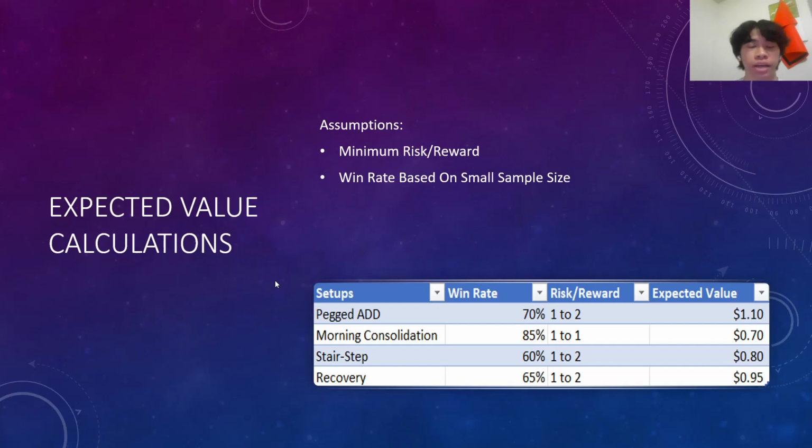So expected value calculations. I took the minimum risk reward. Obviously, it's very possible for you to squeeze much more than a 1-2 or a 1-1 from these setups, but I took the minimum, and the win rate is based off of not the biggest sample size. But as you can see, the expected value for these are very, very good.